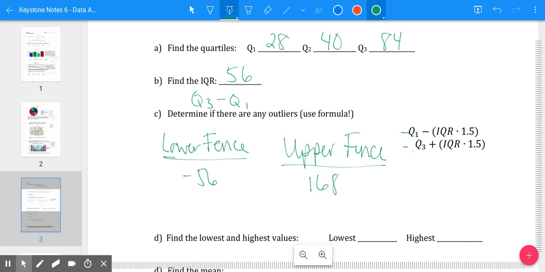So in this case, the fences imply that anything within that region is not an outlier. Anything outside of that would be an outlier. And in this case, our lowest data point was 17 and our highest was 160. So 160 came close, but 17 and 160 are within the fences. So there's really no outliers here.